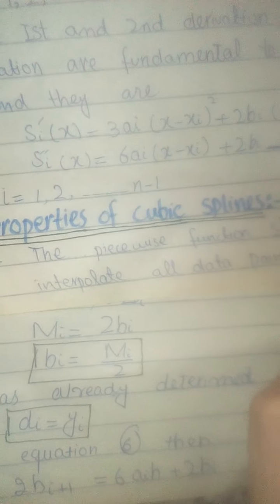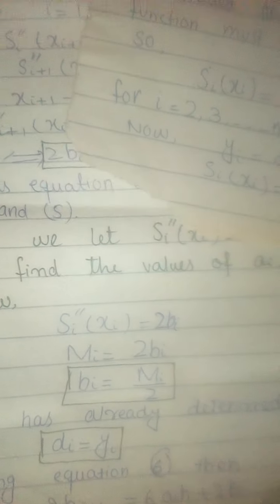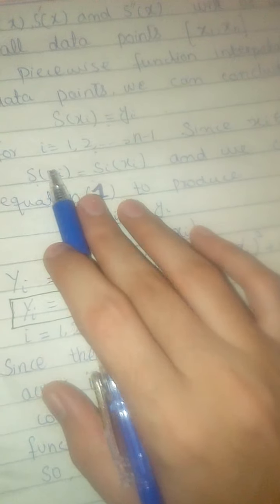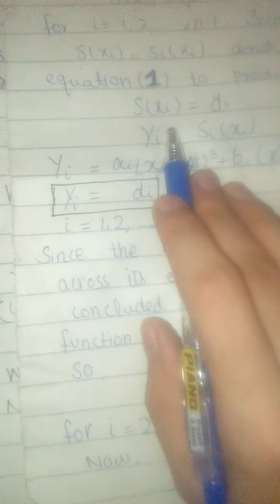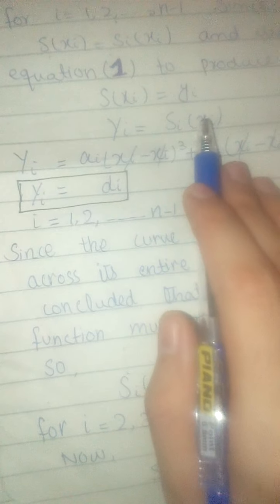The piecewise function S(x) will interpolate all data points. The second property is that S(x) and its first and second derivatives will be continuous at all data points on the interval x1 to xn. Since the piecewise function interpolates all data points, we can conclude that S(xi) is equal to yi. Now for i equal to 1 to n, we find the values of the constants a, b, c and d. S(xi) is equal to Si(xi), and we use equation 1, so S(xi) is equal to yi is equal to Si(xi).